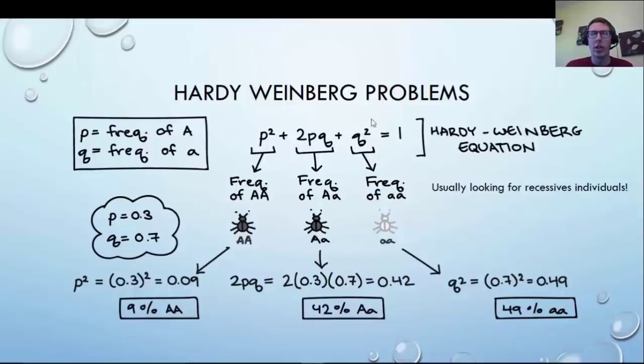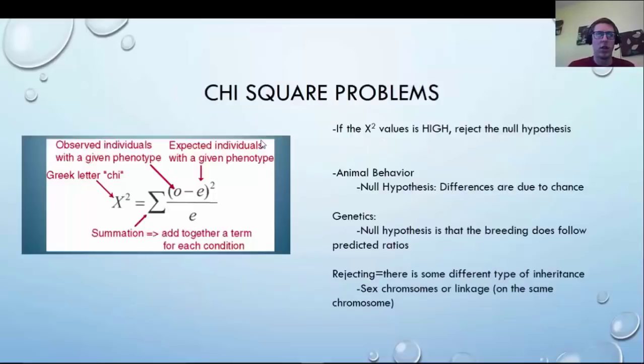q squared is your key. That's a frequency of recessive individuals. Don't use q. Use q squared and then take the square root of that to get q. That's the secret to Hardy-Weinberg problems.